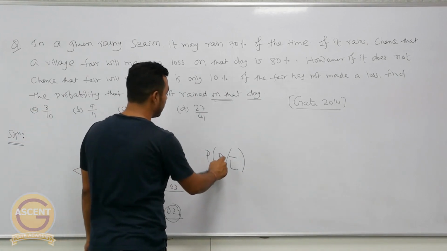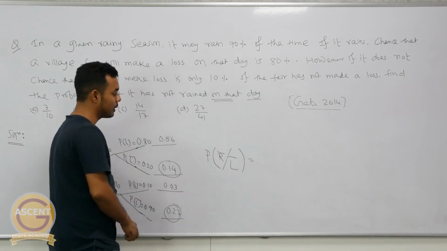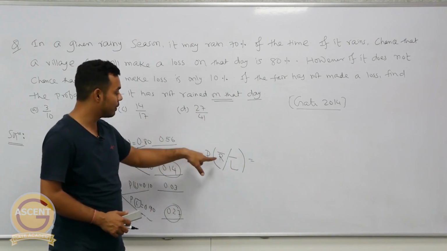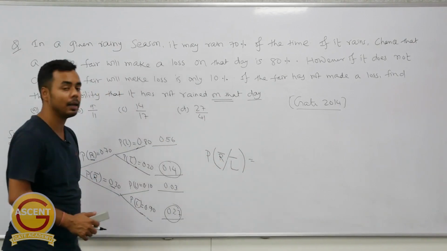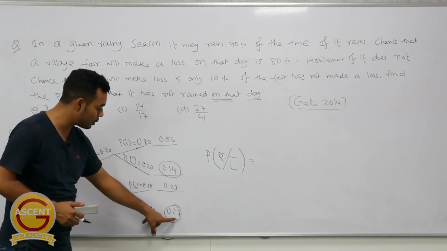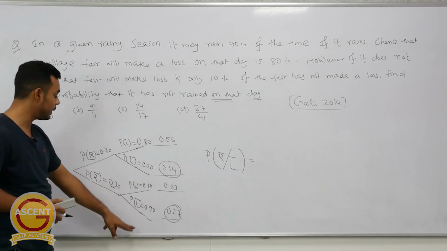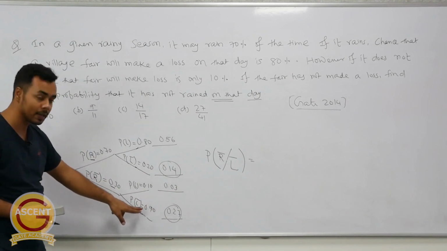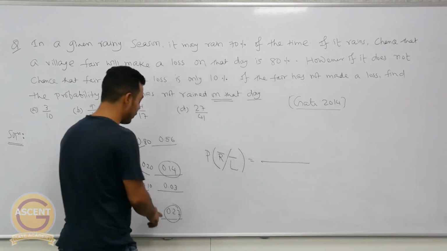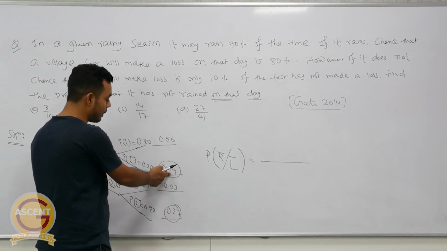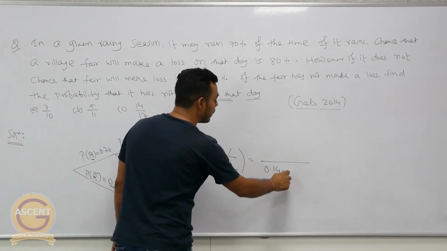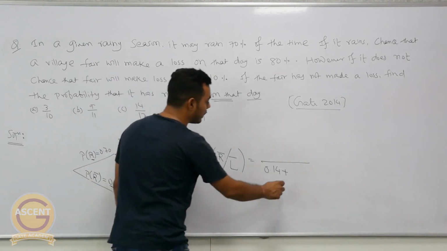So this means we have to find this quantity. It is given that the fair has not made a loss, so L complement. Now we have to find the probability that it has not rained. So we have to find R complement given that this event L complement has occurred. So R complement will represent your term 0.27. This will be the probability that the fair has not made a loss when it has not rained. So in the denominator I have to write the probability of not making a loss. The first term is the probability of not making a loss when it has rained, so this will be 0.14, plus the second term will be 0.27.